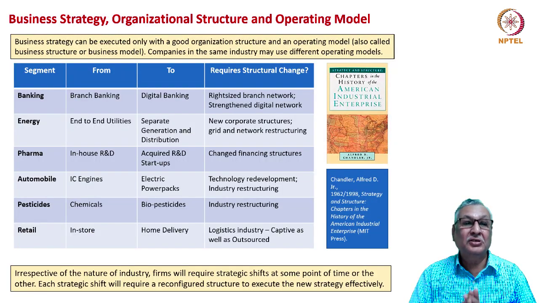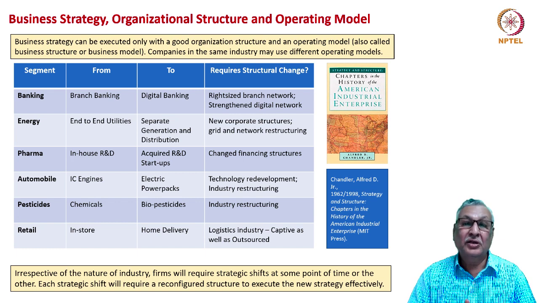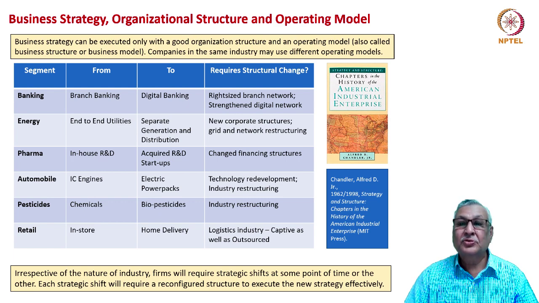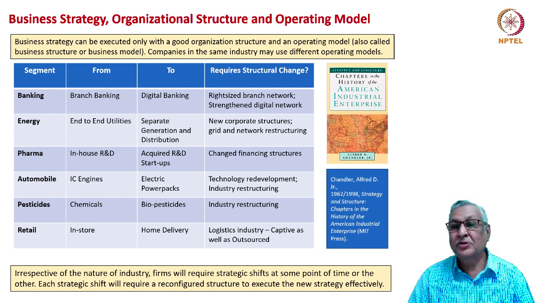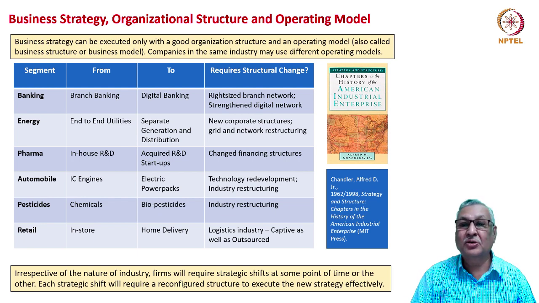So what does that teach us? It teaches us that business strategy, organizational structure and operating model could vary, and that variation based on the context and the product or service could lead to impactful results. So to generalize from this example, we can say that business strategy can be executed only with a good organization structure and a good business operating model. It is also called the business structure or business model.